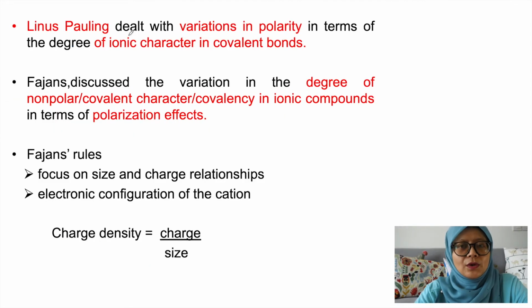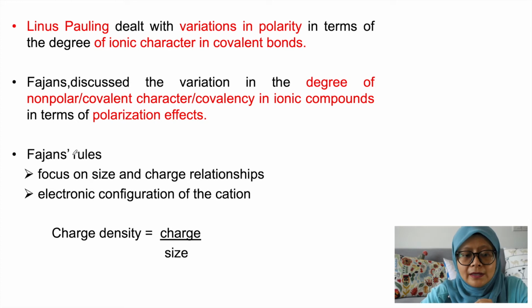Linus Pauling dealt with variation in polarity in terms of the degree of ionic character in covalent bonds, while Fajans discussed the variation in the degree of nonpolar or covalent character, or covalency, in ionic compounds in terms of polarization effects. So the polarization effects are the movement of electron clouds between the anion and cation.